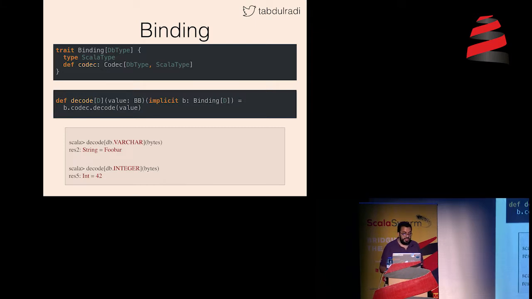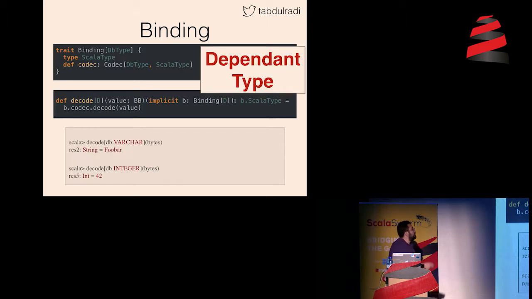So the way to write it explicitly is to say it's b.scalaType. So it's whatever is inside the b. The compiler figures it out. I don't know right now. And the name of this trick or feature is called dependent type. So again, this is what you want to Google to learn more.